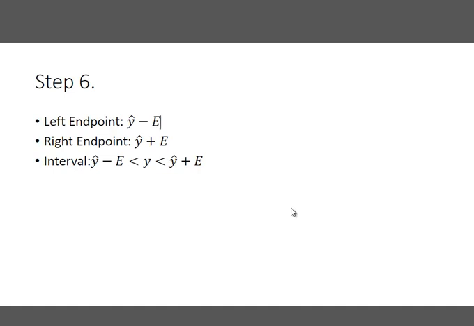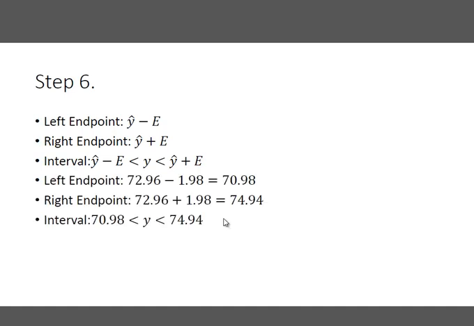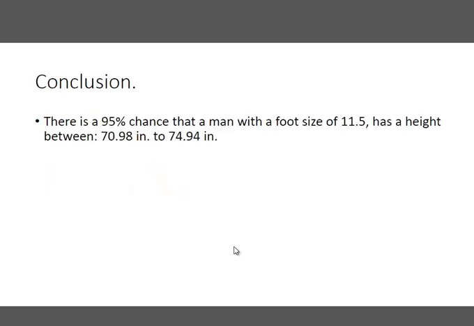So putting all that together, it looks something like this. So 72.96, which is our original prediction, minus 1.98, you get 70.98. You get 72.96, same prediction, plus the margin of error, you get 74.94. So the interval is between 70.98 and 74.94. That is step 6. It's just to add and subtract steps 2 and step 5 together, and that is pretty much it.